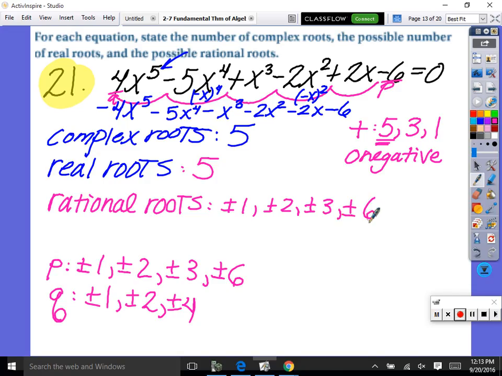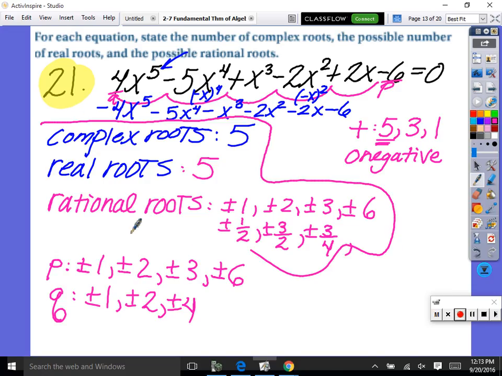Now let's do 2 divided by 2, which is 1. 2 divided by 4 is a half, correct? So we have to do plus and minus a half. 3 divided by 1, we've already got it. 3 divided by 2, we need that one. 3 divided by 4, we need that one. 6 divided by 1 is 6, we've listed it. 6 over 2 is 3, we've listed it. 6 over 4 is 3 halves. So these are the only possible rational roots. We're just listing out possibilities here. Questions? Ready to practice?